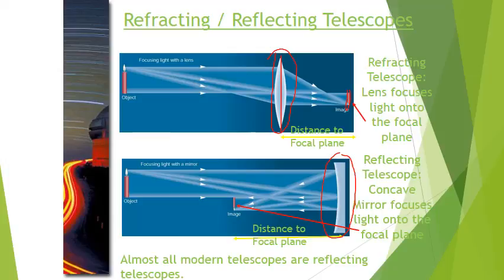So it's a lot easier to make reflectors, because with reflectors, you can support the entire backside of the mirror. So almost all modern telescopes are reflecting telescopes, not refracting telescopes.